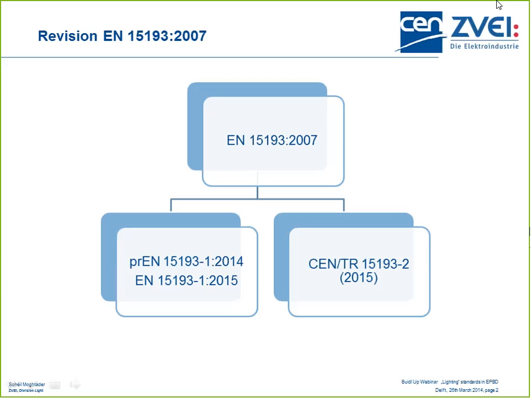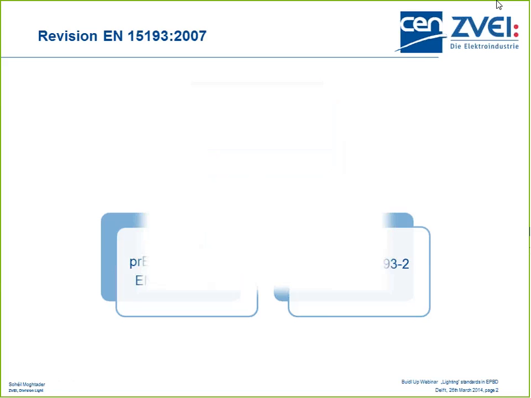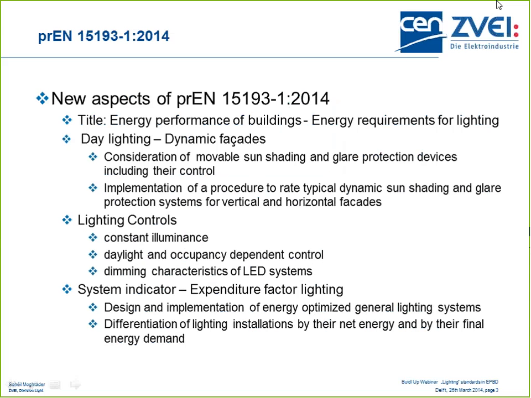So the focus is the EN 15193 dated 2007, and this will then be revised as standard 15193 Part 1, and further on a technical report giving some guidance to this standard. Now, what are the main issues of this revision of the standard? The title, by the way, is Energy Performance of Buildings, Energy Requirements for Lighting.